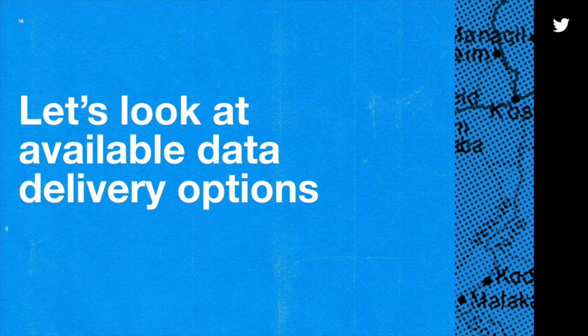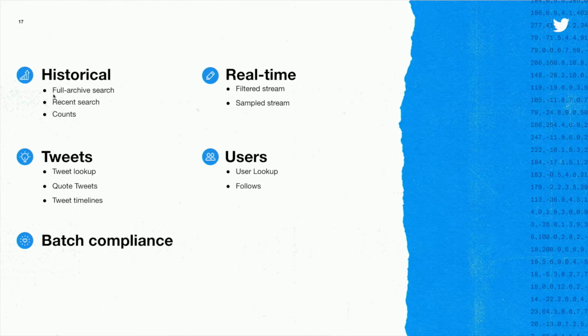So the next thing we can take a look at is the different data delivery options. By data delivery options, I mean different mechanisms or ways in which you can get data from the Twitter API. The first one is what we call historical endpoints, so historical Twitter data, and there are a few different options. Let's say you're a developer and you want to search for tweets from the last 7 days. You can use what's called the recent search functionality. So for any event that happened in the last 7 days, if you want to get tweets about it, you can use the recent search.